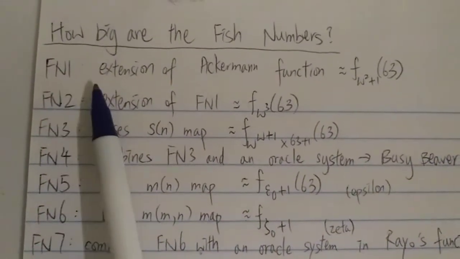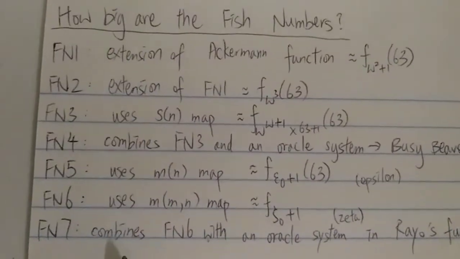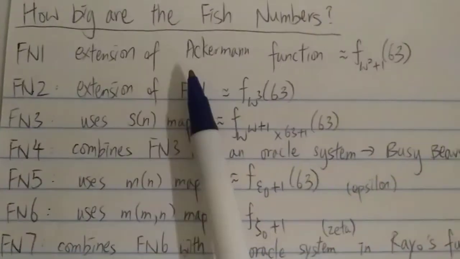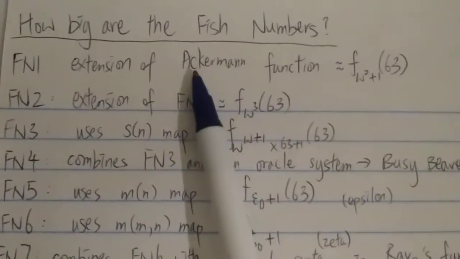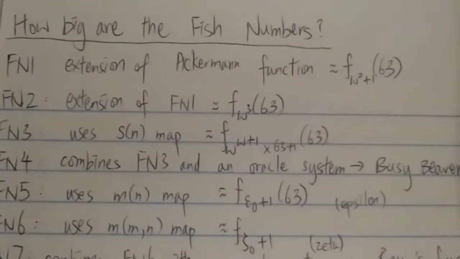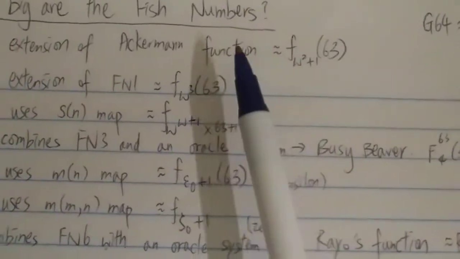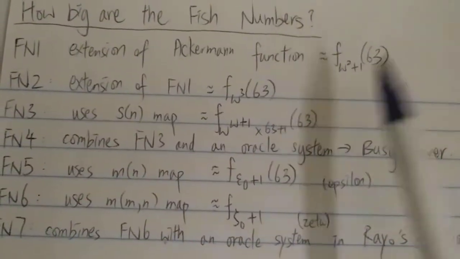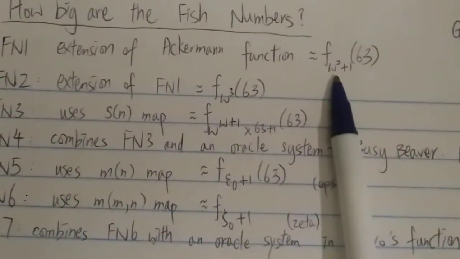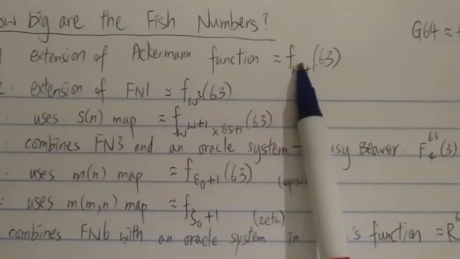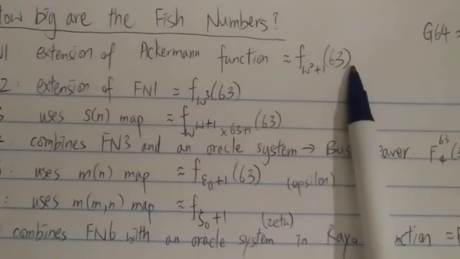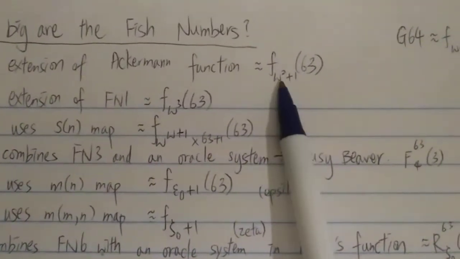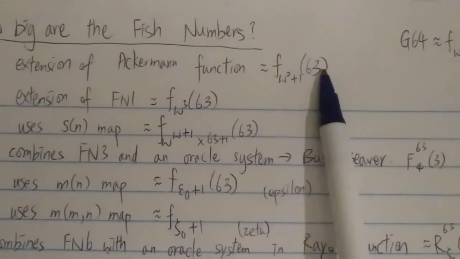Anyway, Fish number 1 is actually the smallest of them. It is basically an extension, or a modified version, of the Ackermann function. Again, you can read it up yourself, but approximately, where f is the fast-growing hierarchy, Fish number 1 is around f of omega squared plus 163.